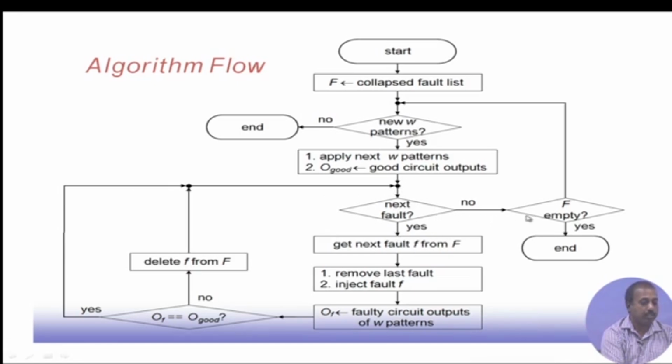When the fault list becomes empty, when there is no more fault that we can handle, we go back and get the next new W patterns. So, for one set of W patterns we simulate all the faults, then we take the next set of W patterns and simulate the next set of faults. We will continue in the next class.